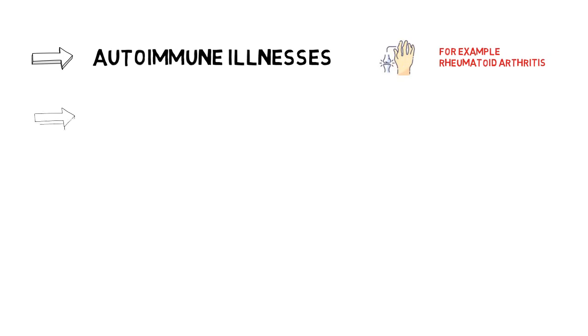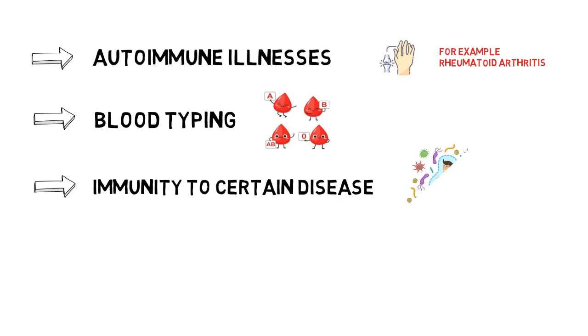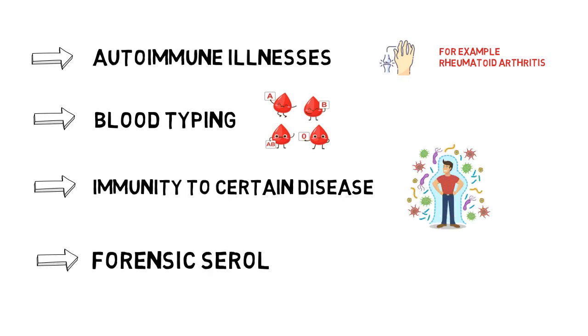They are also used to diagnose autoimmune illnesses like rheumatoid arthritis, determining an individual's blood type, and in many other situations, such as to check if a person has immunity to certain disease. Serological tests may also be used in forensic serology to investigate crime scene evidence.